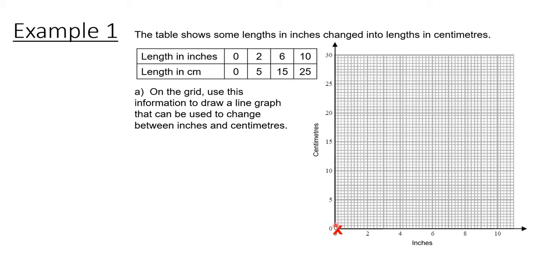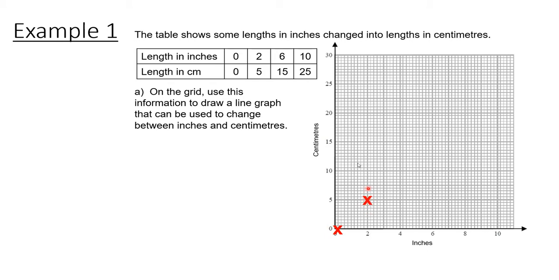And we're going to draw our first X. Our next set says that 2 inches is equivalent to 5 centimeters. So we're going to go along the corridor to 2 inches and up the stairs to 5 centimeters. Okay, and we put our X there. So along the corridor, up the stairs, along to 2 inches and up to 5 centimeters.